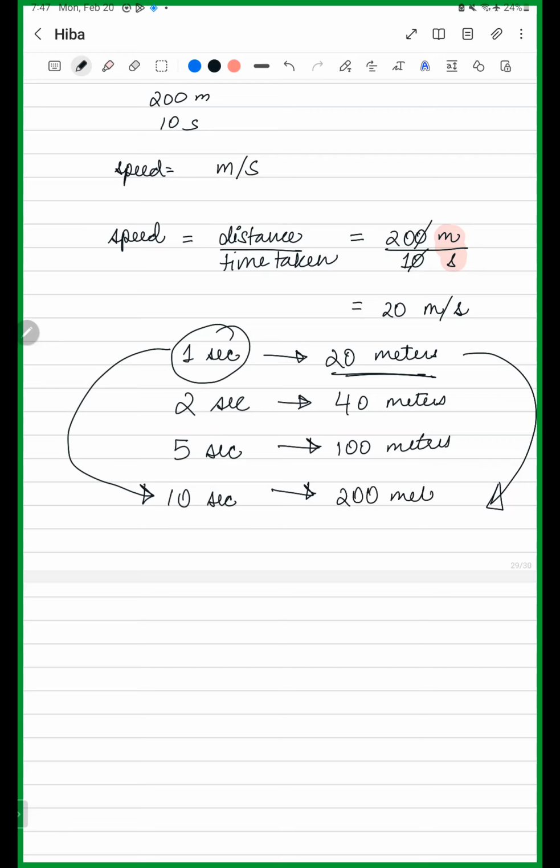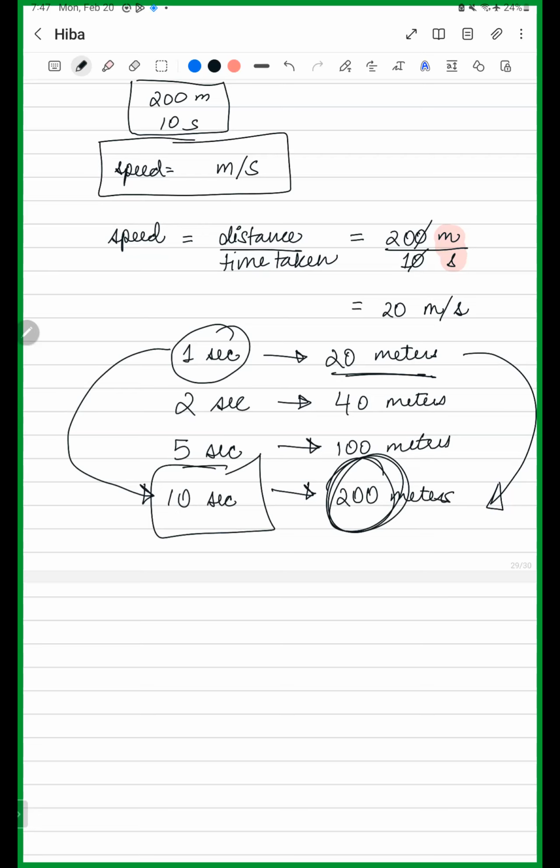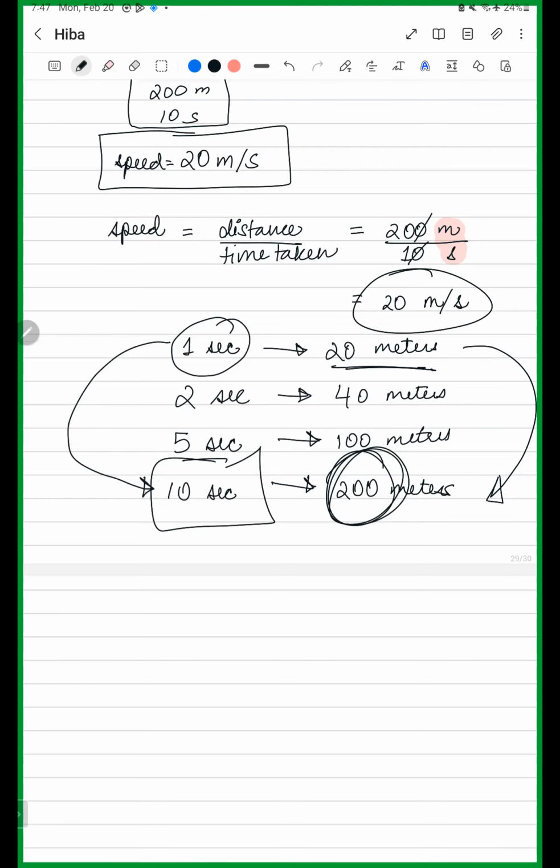200 meters, the question also gives 200 meters in 10 seconds, right? 200 meters in 10 seconds. Okay? Now, first of all, we will note down the speed. Speed was 20 meters per second, so we're going to write it here, 20 meters per second. Now they're asking to solve it in kilometers per hour.